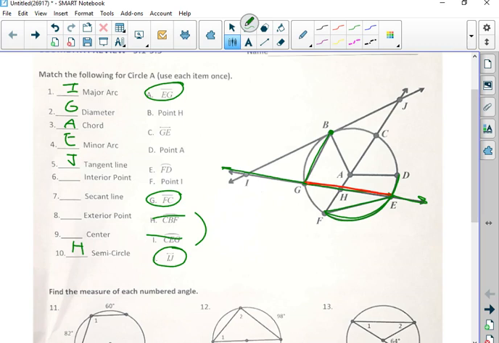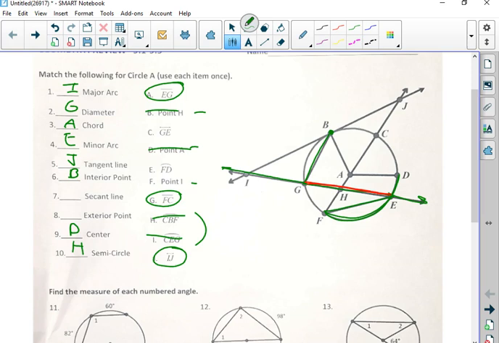Number 6, an interior point. Well, what are my choices? Point H, point A, and point I. I is outside. A and H are both inside. But A is also my center, and since number 9 I have center, I'm going to put D down here and B right here, point H.